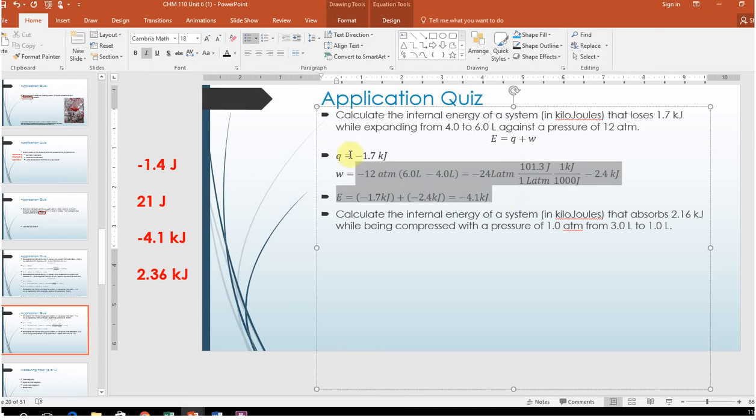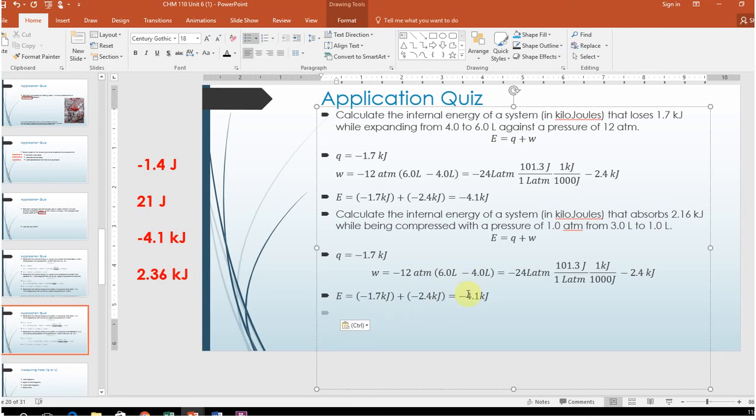So here we've got a similar problem. Calculate the internal energy of a system in kilojoules that absorbs 2.16 kilojoules while being compressed from 1 to 3 liters, with a pressure of 1 atmosphere, from 3 to 1 liters. Now we know that our work is negative P delta V.